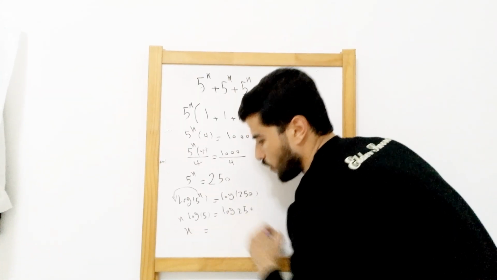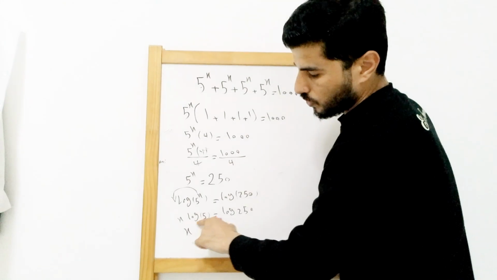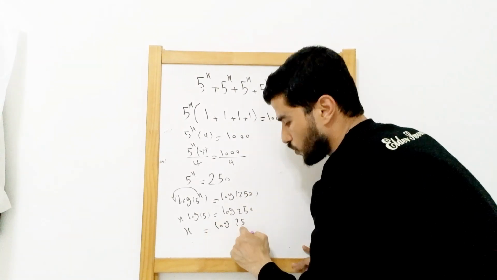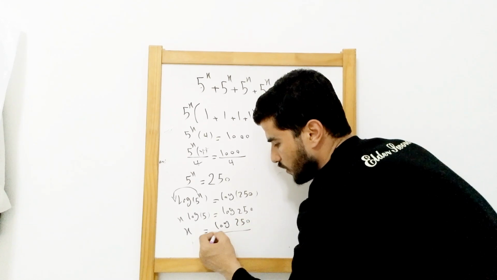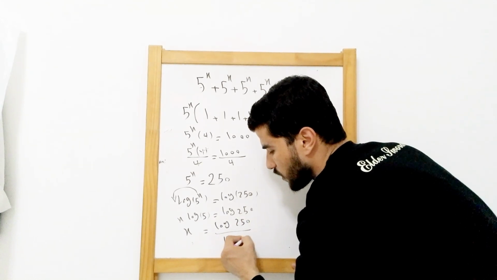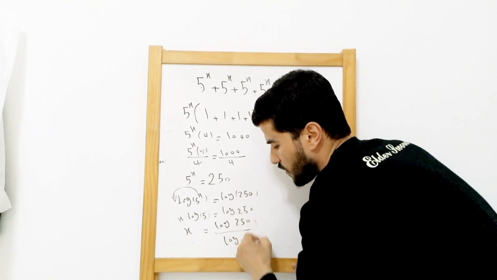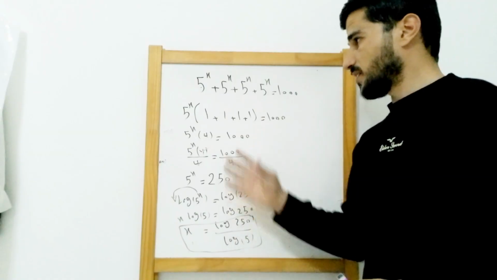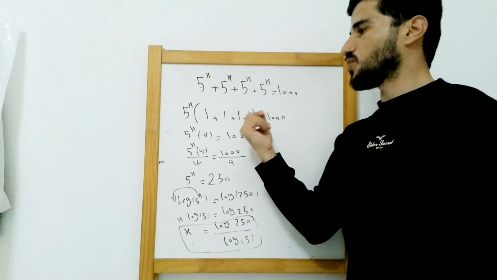x equal, because log 5 cancels log 5, and here log 250 over log of 5. This is the value of x. I think it's so easy.